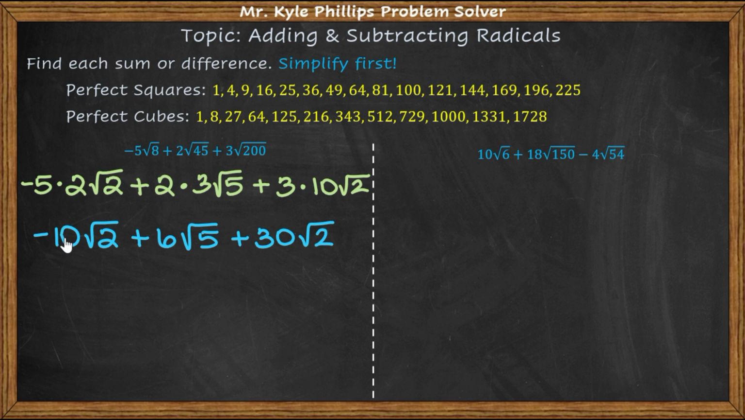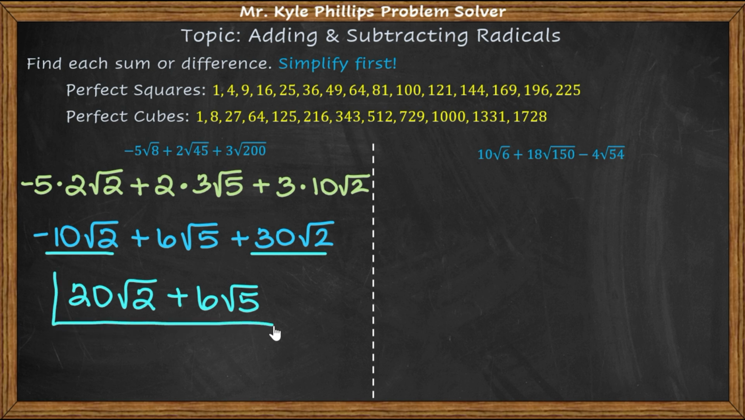So here I will underline these to let us know that we are going to combine these, and -10 plus 30 is going to give me 20. So now I have 20 root 2 plus 6 root 5. And here, that will be my solution.